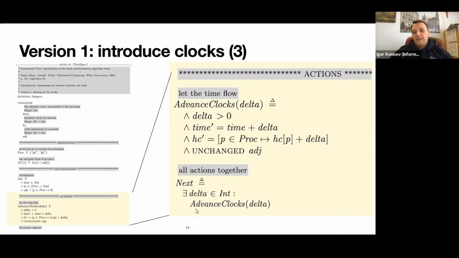What does it mean that they advance? Here, I put this precondition that delta is greater than 0. The global time is getting incremented. The global clock is getting incremented by delta. And all hardware clocks are getting incremented by the same delta. So you see, the clocks are moving uniformly here. And that's it. So that's the whole specification that we can have here if you just want to specify the clocks. There is no synchronization, nothing, just about moving clocks.